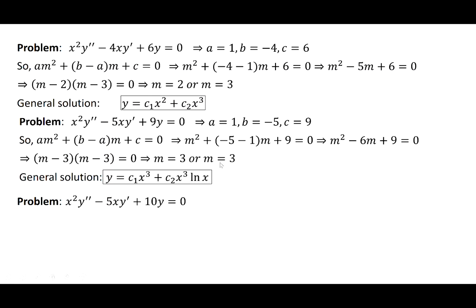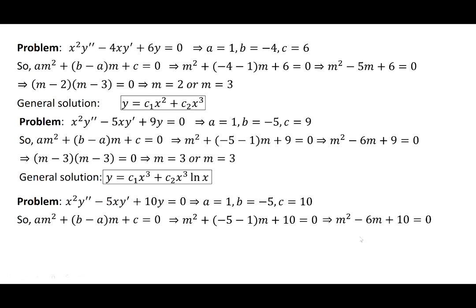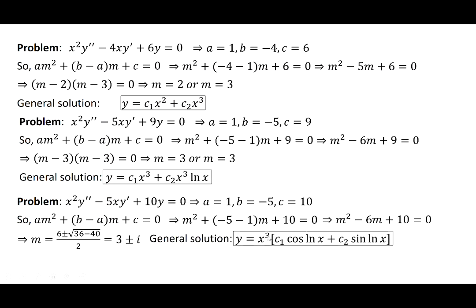Finally, can you see what I'm doing here? The first one I made sure it came out as real and unequal. Second one, real and equal. Can you take a wild guess what this would be? Yep, you guys are smart. Complex conjugates. a equals 1, blah, blah, blah, plug. Aha. The roots turn out to be 3 plus or minus i. Alpha is 3, beta is what? 1. Yep. Alpha 3, so x to the alpha, x cubed, times c1 cosine beta natural log of x. So c1 cosine natural log of x plus c2 sine natural log of x.